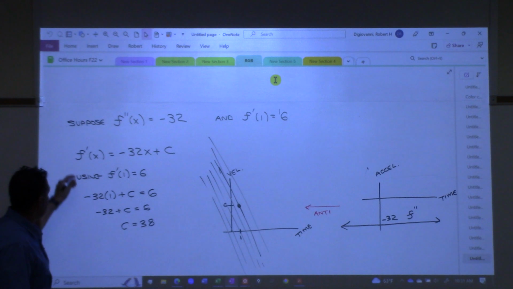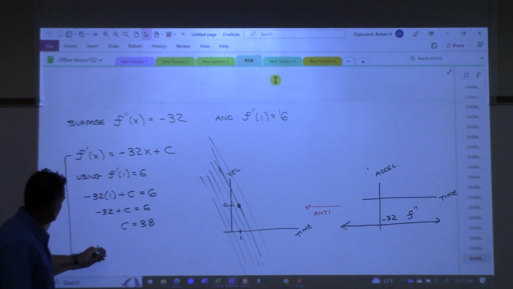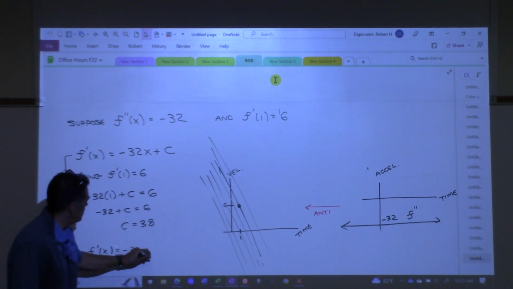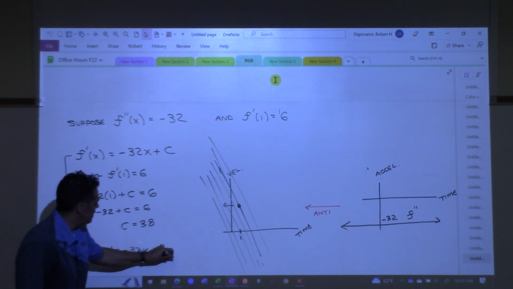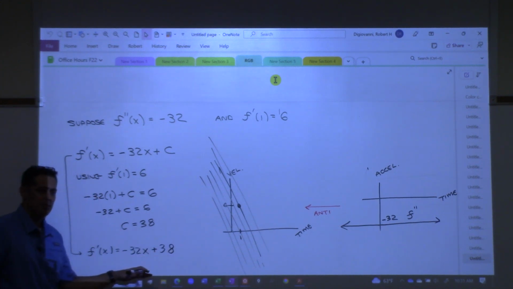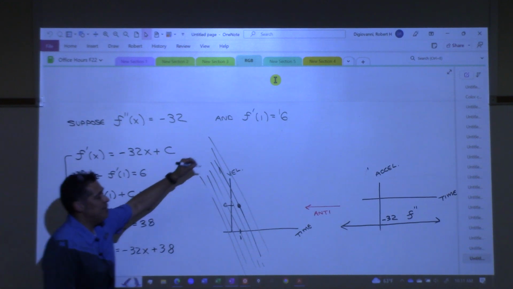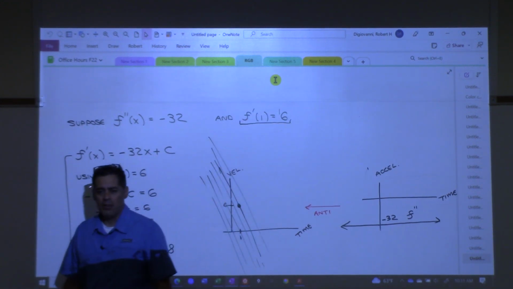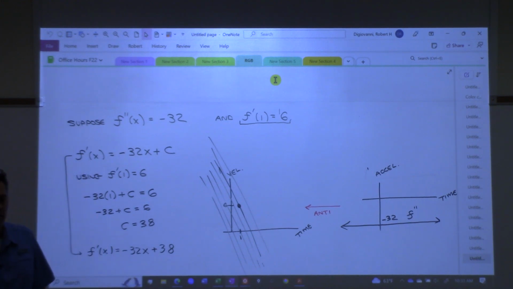So that tells me that this is actually f prime of x equals negative 32x plus 38. See, now I know exactly what line it is. But I had to give you this information, didn't I? Without that information, you can't tell me an exact answer. You can only tell me within a certain family of functions. Questions?